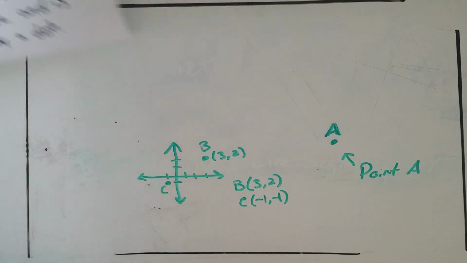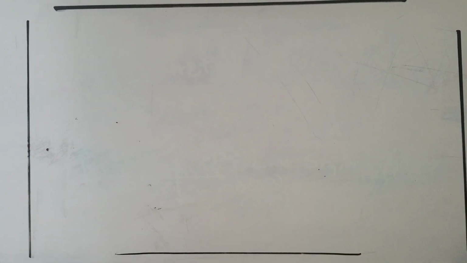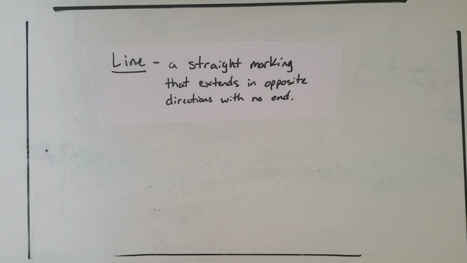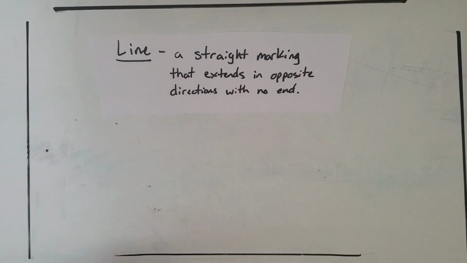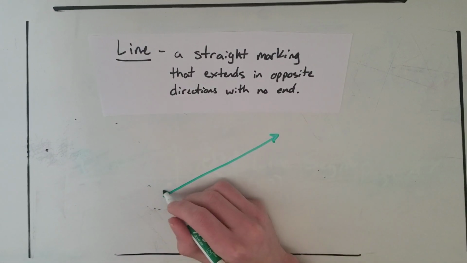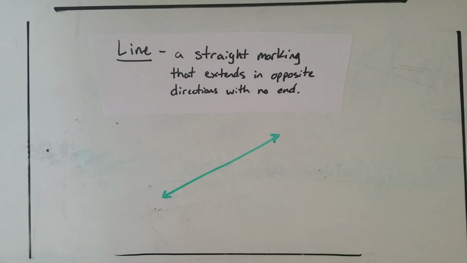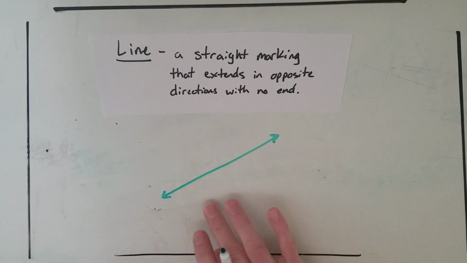Up next, we have a line. So a line is a straight marking that extends in opposite directions with no end. So we've seen lines, we've graphed them, and lines, just like it says here, just like we've seen, they are straight and they go infinitely in both directions. They keep going on forever. That means they're not measurable. We can't get a measurement for this. There's no length to it.